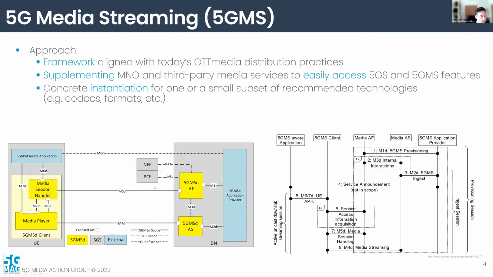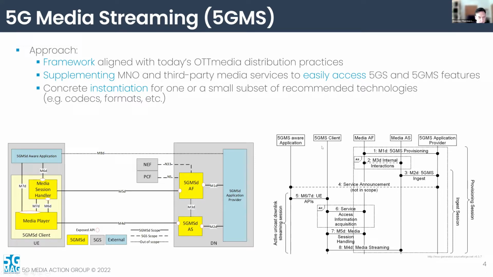And of course, the peer for the media session handler is the so-called 5G-MSD AF, which is more control related and so on. And the media player is interacting directly with a 5G-MS AS, which is a bit more like a CDN type of thing in order to get information. Here in this illustration, everything is illustrated in one data network. Later on, I present some deployments, so what is possible to combine and so on.